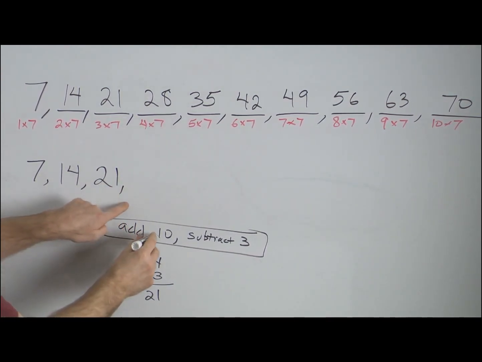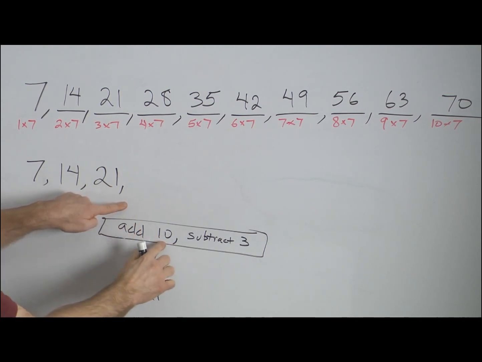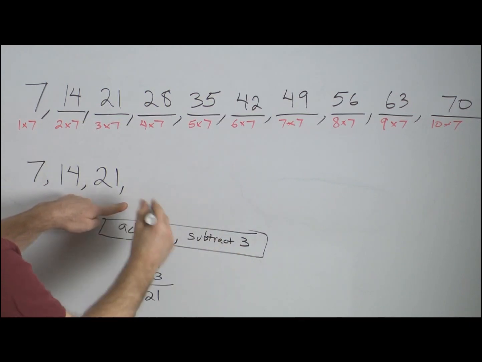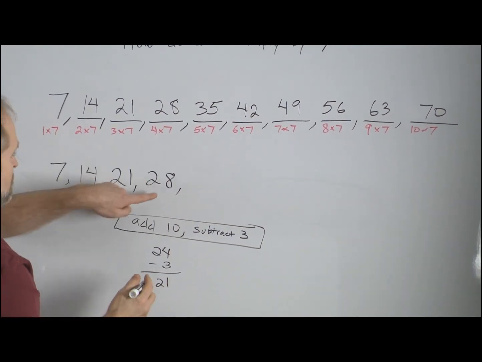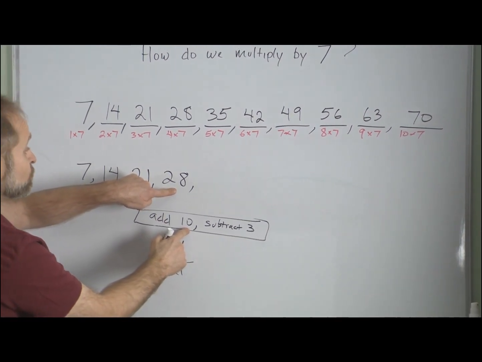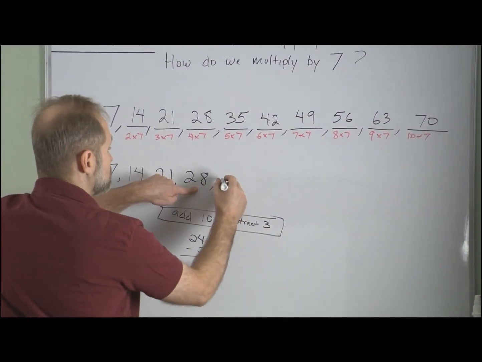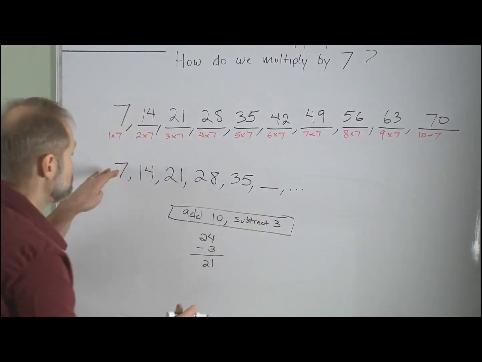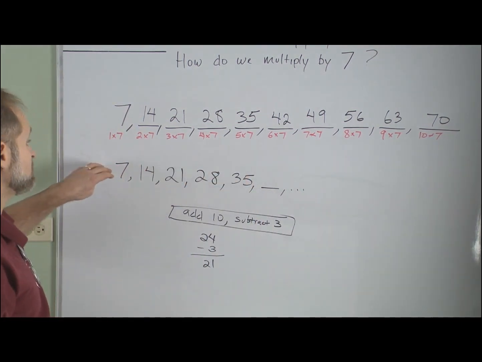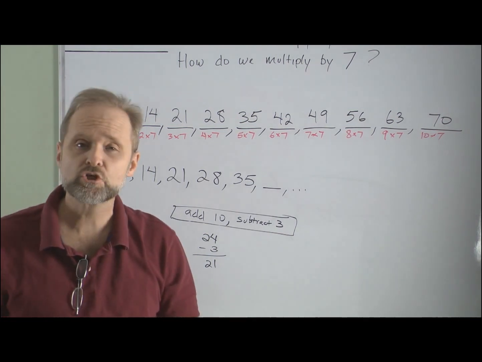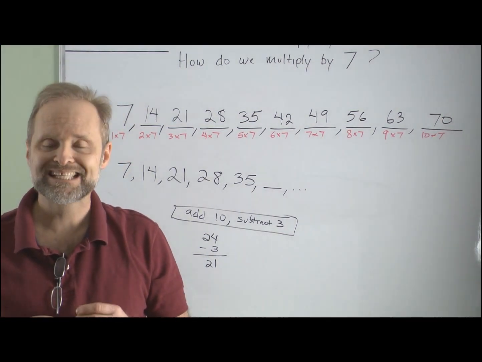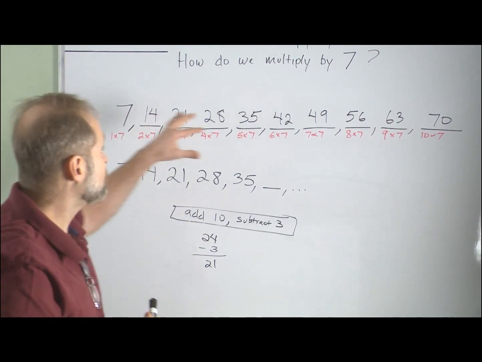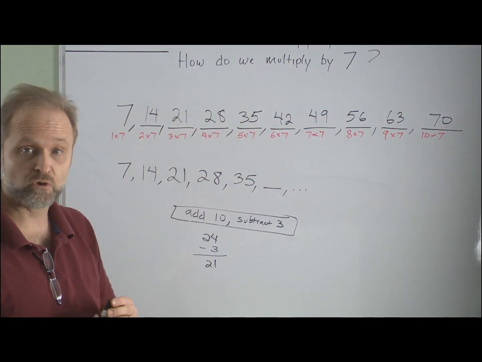Now let's go to the next one. Add 10, subtract 3. 21 plus 10 is 31. 31 minus 3 is 28. Next one, 28 plus 10 is going to be 38, but 38 minus 3 is 35. And by going through this sort of thinking, you can fill in your numbers for skip counting by 7s. Again, be very patient with yourself on 7s, because I found over the years that 7s have been some of the most difficult numbers to work with as far as skip counting goes.